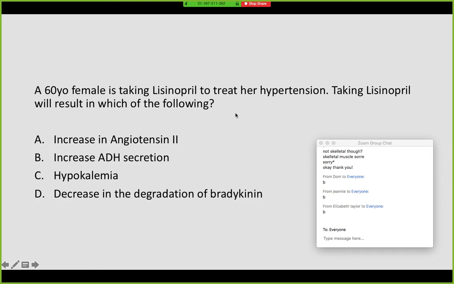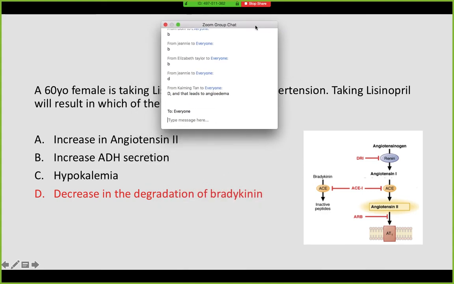Okay, so if you have a 60-year-old female who's taking lisinopril to treat her hypertension, taking lisinopril will result in which of the following? Right. Good. So the answer here would be D. So decrease in the degradation of bradykinin, and then you're right. So that's going to lead to angioedema.